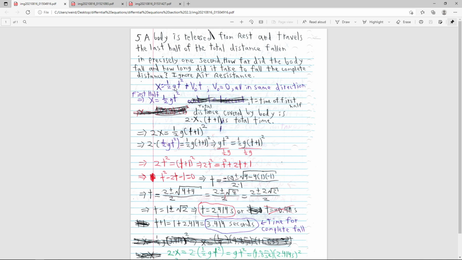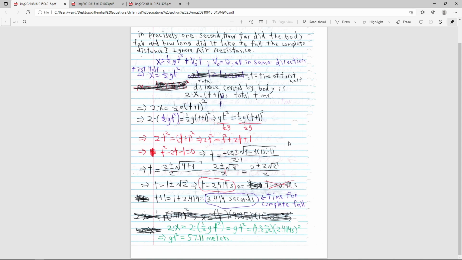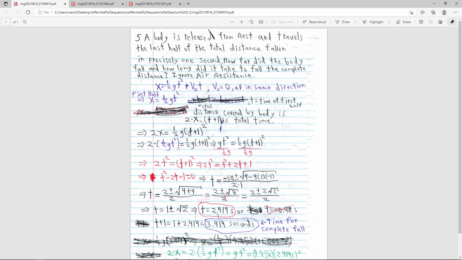So the first half of this distance: x equals 1/2 gt squared, and t equals time of the first half. So the total distance covered by the body is 2 times x, and t plus 1 is the total time. So 2 times x equals 1/2 g times t plus 1 squared is another thing we have. And so we just plug in 1/2 gt squared into the equation. That's one way we can solve this, at least one way.